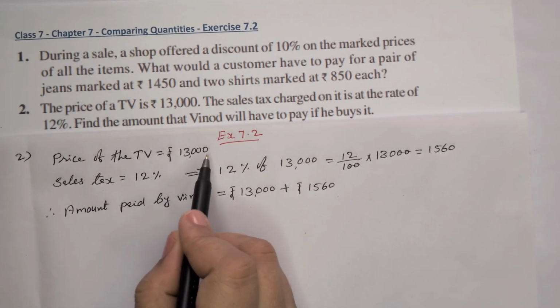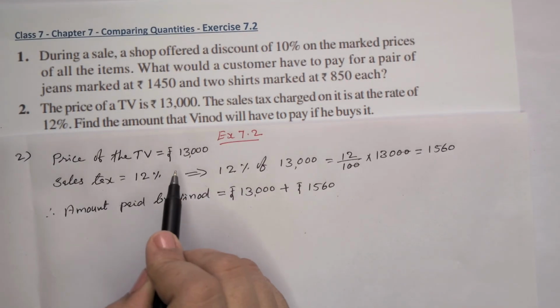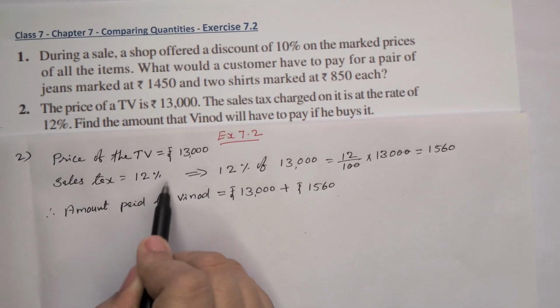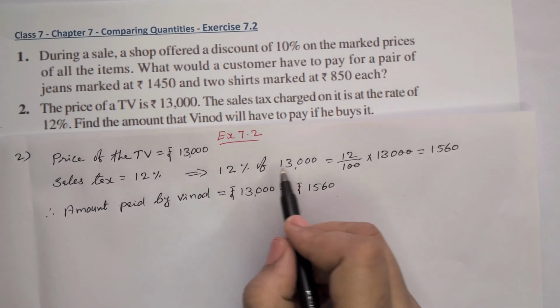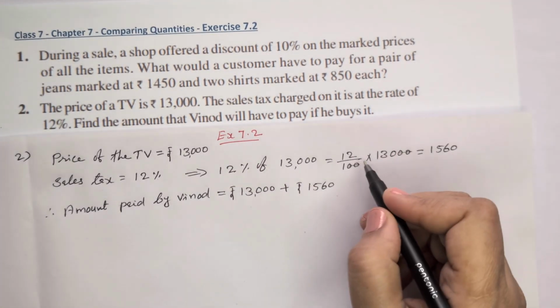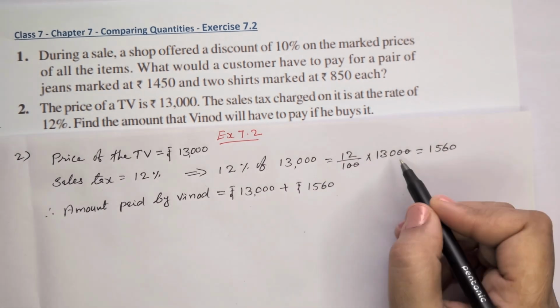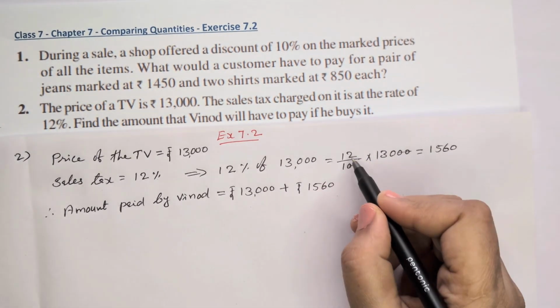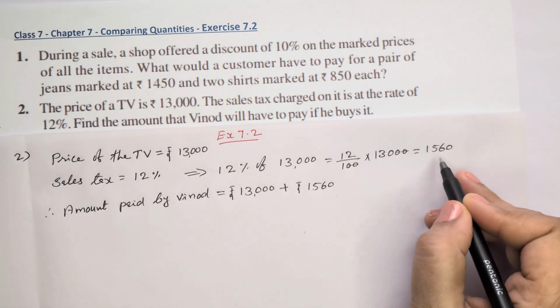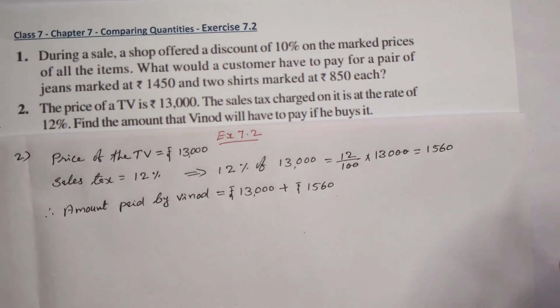So he has to pay this 13,000 rupees plus tax. Tax is 12% of that amount. So 12% of 13,000, which is equal to 12 by 100 into 13,000. That means we are dividing by 100. So 12 into 130 is equal to 1560.